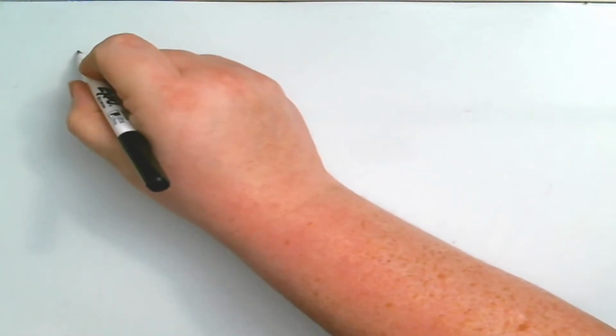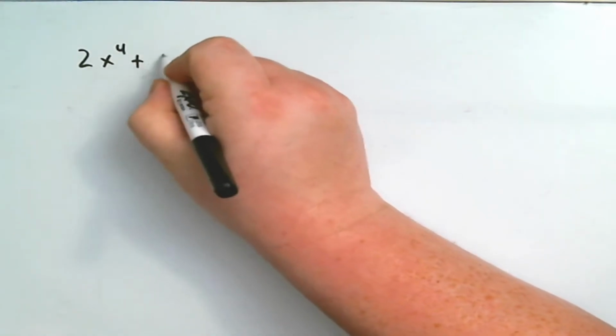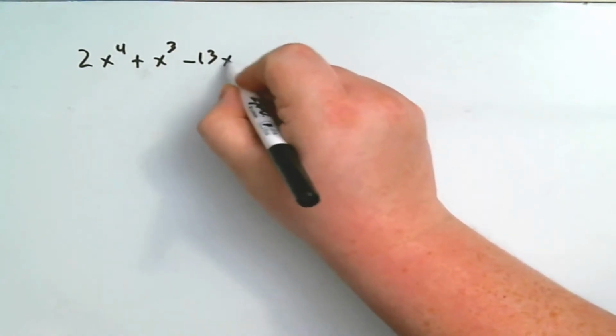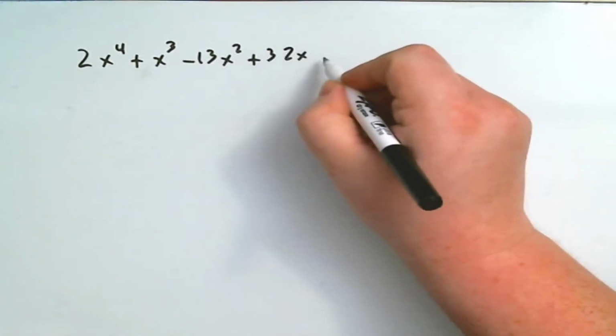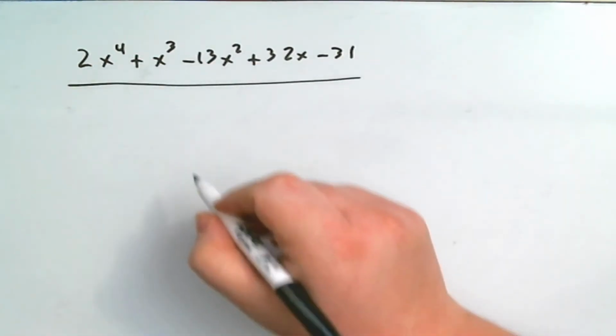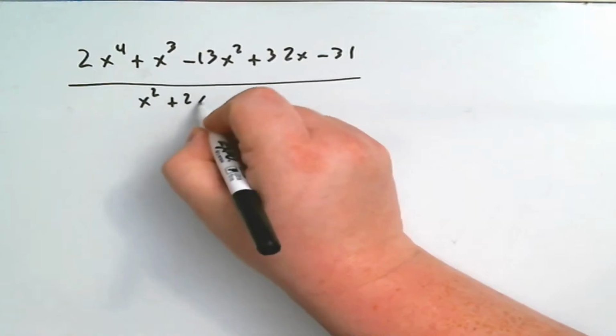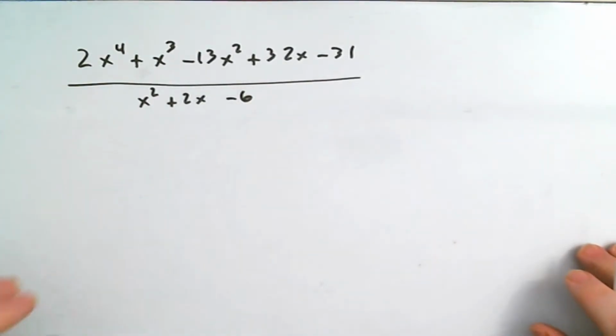Okay, so let's start with a fairly straightforward example. Today we're going to start with 2x to the 4th plus x cubed minus 13x squared plus 32x minus 31, and that's going to be divided by x squared plus 2x minus 6. So this is a monic quadratic divisor here. I'm going to be doing multiple examples today because this is going to be something completely different than probably what you've ever seen before. It's so cool, but the tableau requires some alteration from the normal tableau that we use with linear divisors.